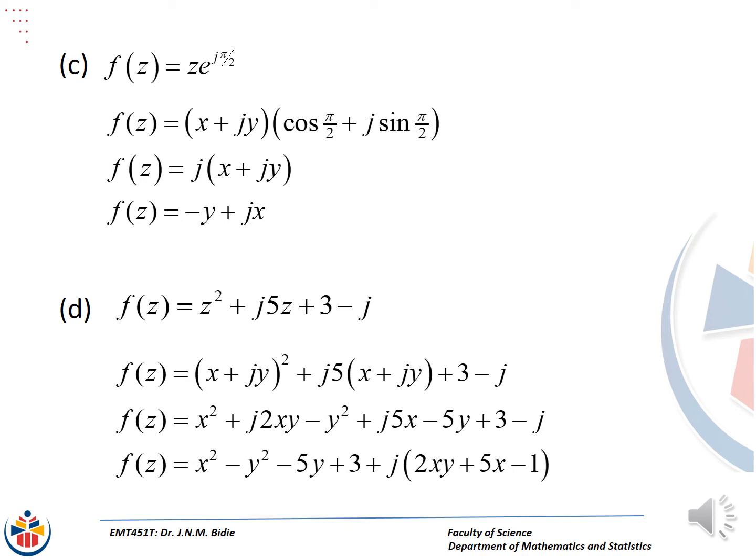Then D, we're given f of z equal to z squared plus j 5z plus 3 minus j. All we need to do here, substitute x plus jy in place of z, and then simplify. Remove all brackets, simplify, and put the real terms together and the imaginary terms together. Please check whether everything is correct, especially the signs.